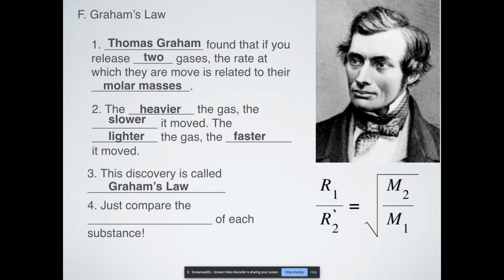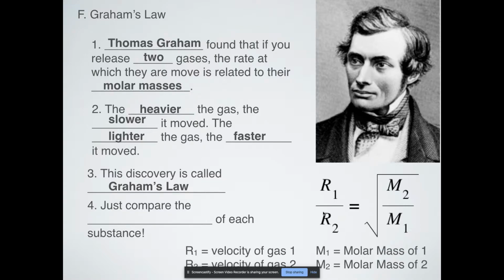So we have R1 divided by R2 equals the square root of M2 divided by M1. So R1 and R2 are the velocities of the different gases. The gases that we're looking at would be numbered number 1 and number 2. So R1 is the velocity of gas 1, R2 the velocity of gas 2. Now you take the square root of M, and M in this case is representative of molar mass. So it's the molar mass of the second over the molar mass of the first. And remember, we're taking the square root of the entire thing.